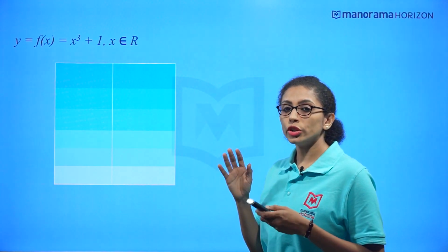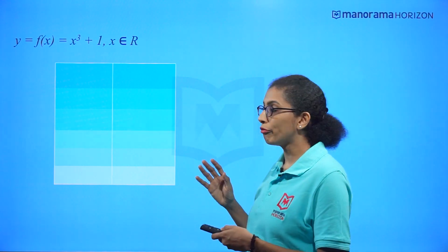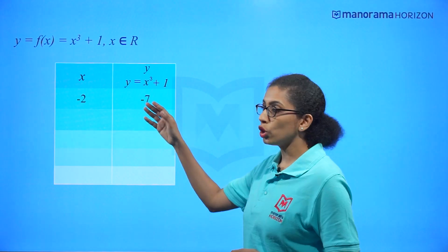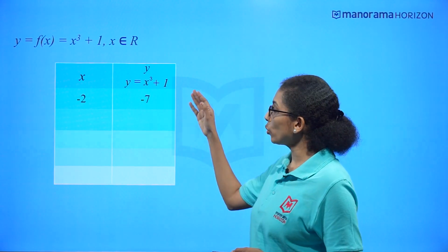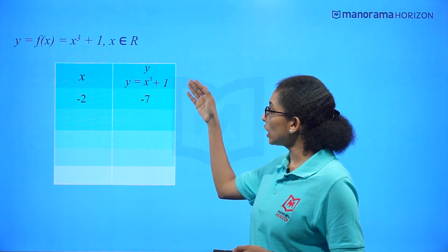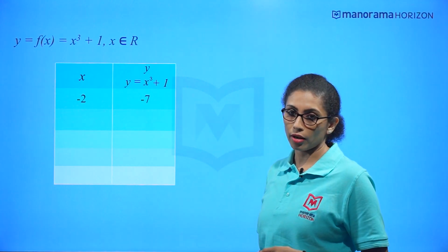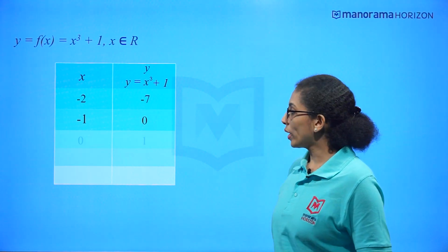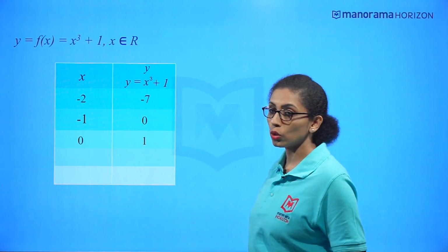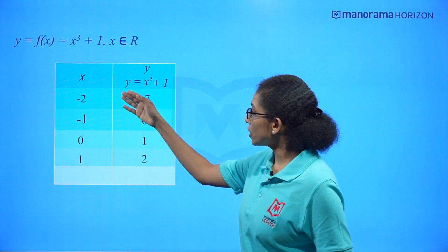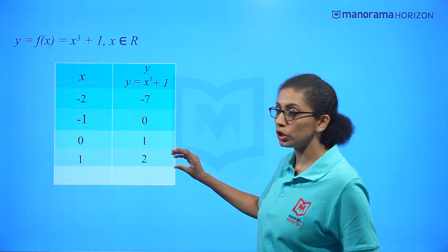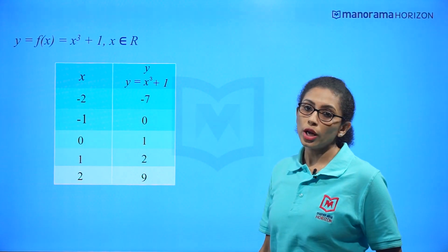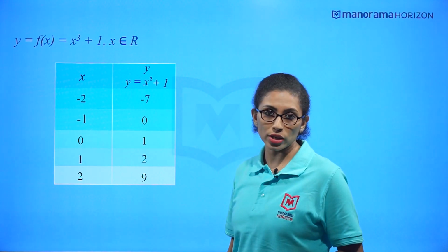Now, first draw a table showing the values of x and y. So, when x is equal to -2, y is equal to x cube plus 1. Substituting the value, we get the value -7. When x is equal to -1, we get y is equal to 0. When x is equal to 0, we get y is equal to 1. Now, when x is equal to 1, we get y is equal to 2. And when x is equal to 2, we get y is equal to 9. Substituting the values in this equation.